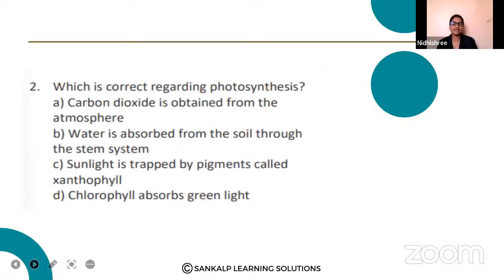The second question goes like this, guys. Which is correct regarding photosynthesis? The statements are given below, and we have to say which statement related to photosynthesis is correct. Option A, carbon dioxide is obtained from the atmosphere. Option B, water is absorbed from the soil through the stem system. Option C, sunlight is trapped by pigments called xanthophyll. Option D, chlorophyll absorbs green light.